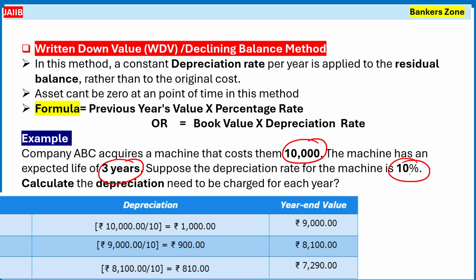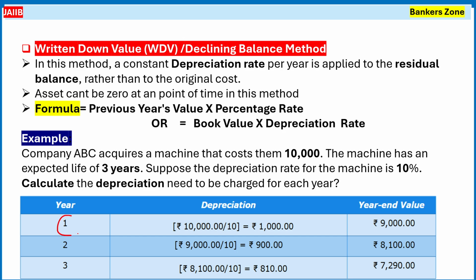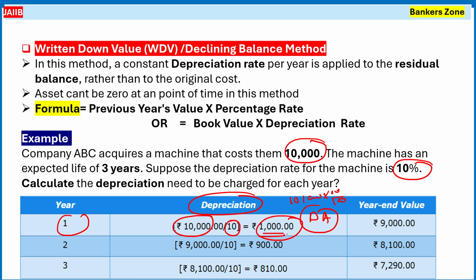So very easy. For the first year, what will be the depreciation? They have given directly that 10% is the depreciation rate, and 10,000 is the purchase price. So 10,000 into 10%, what will it be? It will be 1,000. So 1,000 will be the depreciation amount. So for the first year, 1,000 will be the depreciation, and the remaining 9,000 will be the year end value, or say book value.